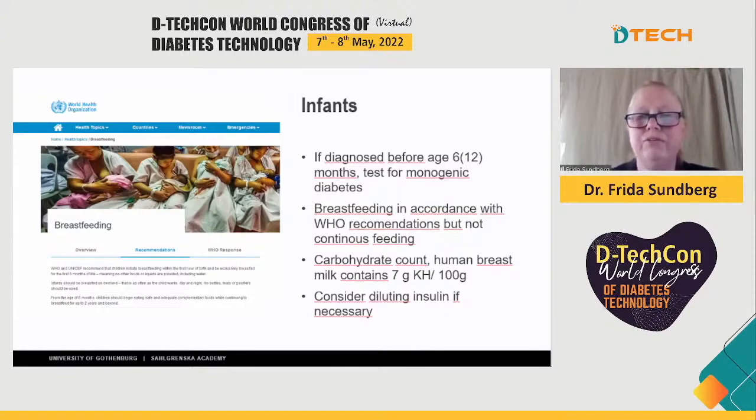You can carbohydrate count. Remember that human breast milk is a bit sweeter than cow milk, it's about 7 gram carbohydrate per 100 gram. And of course, if you do weigh the eating, sometimes you will know how much the child eats, and then you can follow it on the CGM. And for off-label use, you can consider and discuss with a well-informed family if it might be an option to dilute insulin. There is further discussion on this in the ISPAD guidelines for treating of infants.